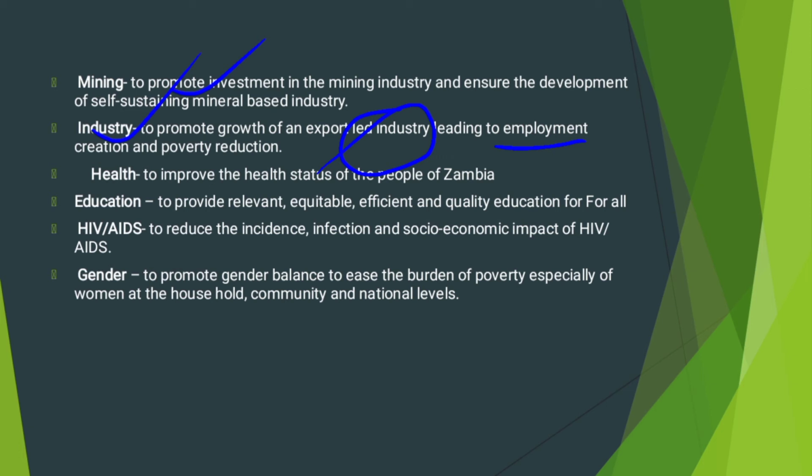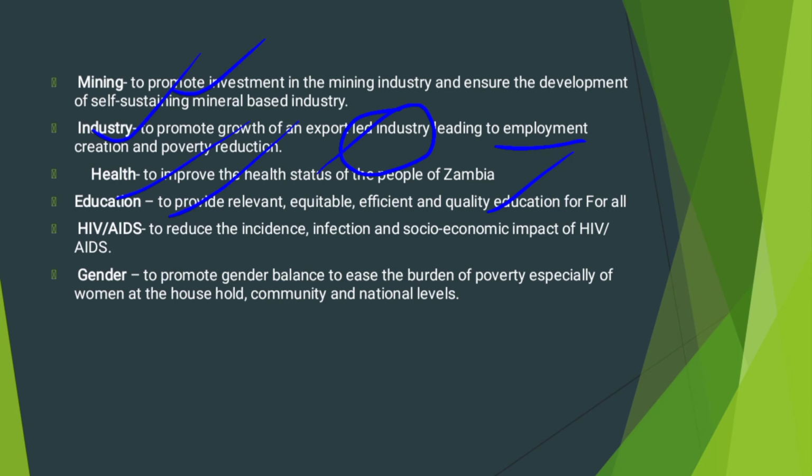People will be employed. So that will reduce poverty. Health. To improve the health status of the people of Zambia. Education. To provide relevant, equitable, efficient, and quality education for all. This one is very important.